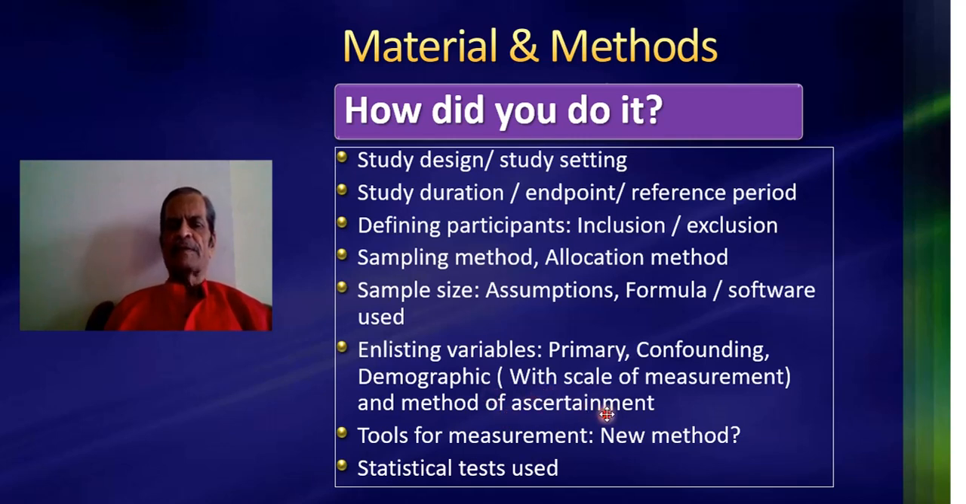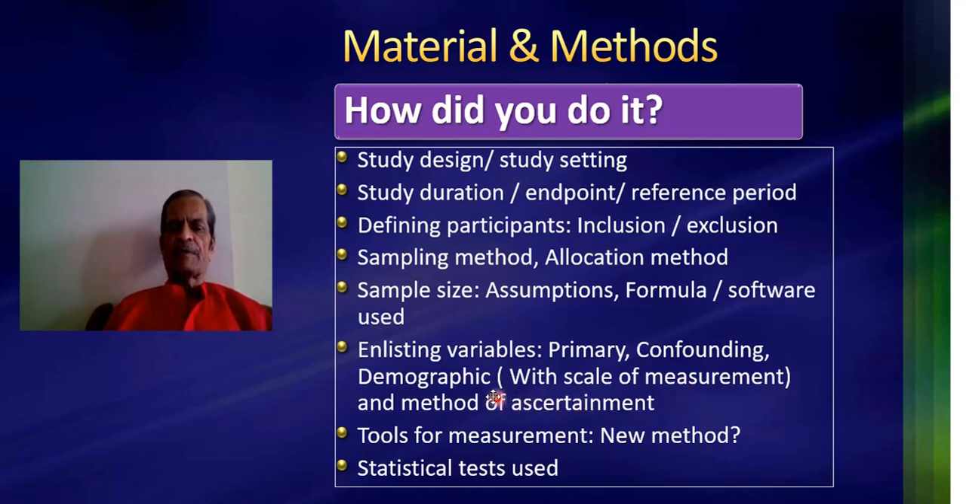Then in the second column against the age, you must mention that it is a ratio variable, and the method of ascertainment could be mentioned, whatever method you have used, whether it was ascertained by interview of the participants or whether it was ascertained with the help of certain records. So that can be mentioned.